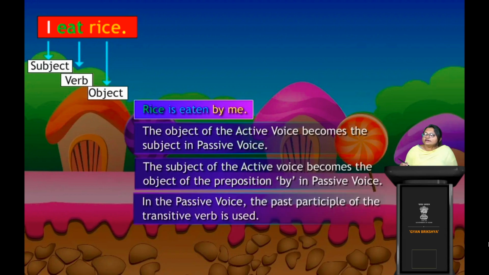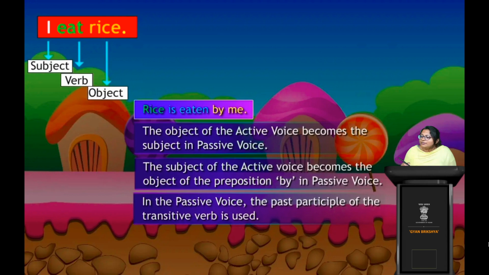In the passive voice, the past participle of the transitive verb is used. So for the verb that we have, we use the past participle form of the verb in case of passive voice. I eat rice, rice is eaten: eaten is the past participle of eat. Rice is eaten by me. Clear?